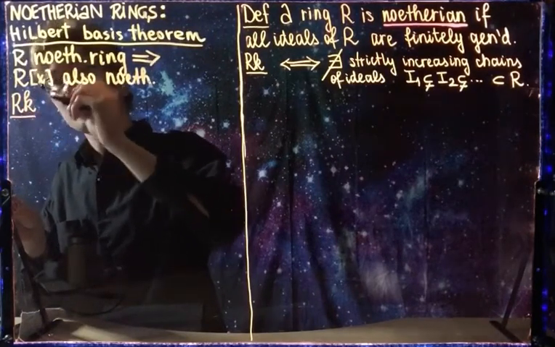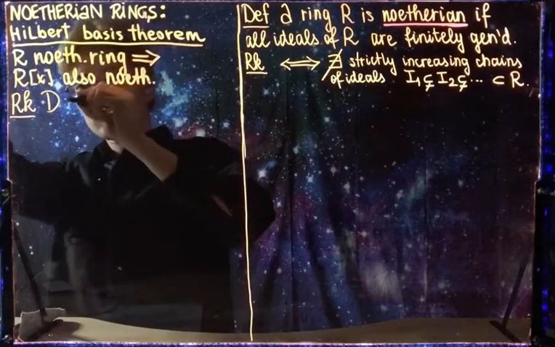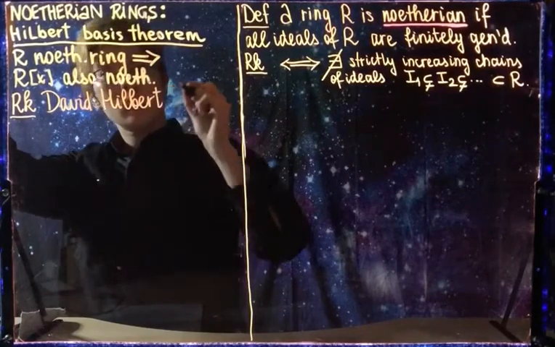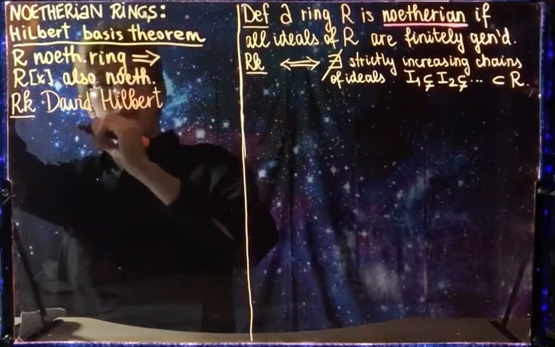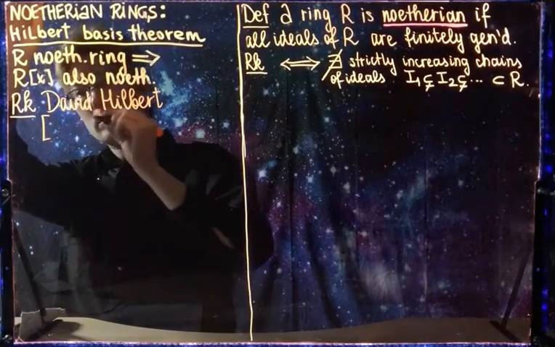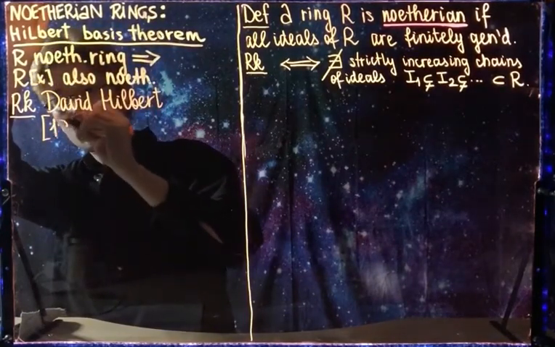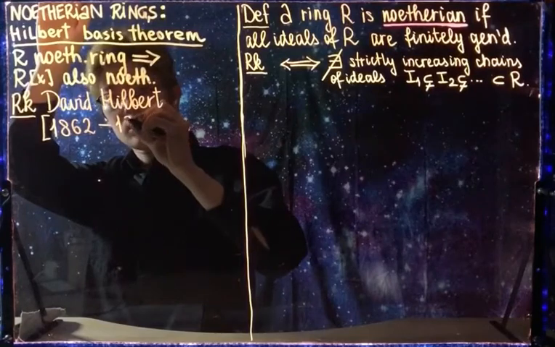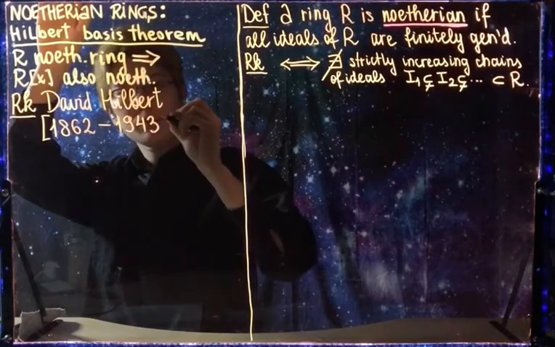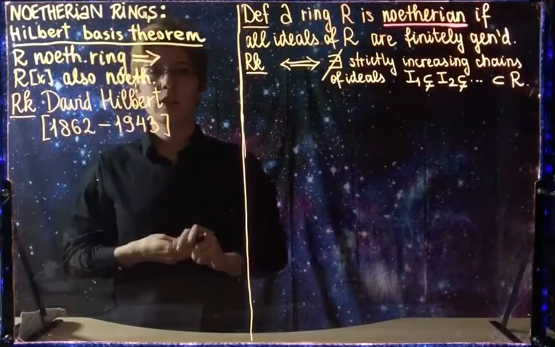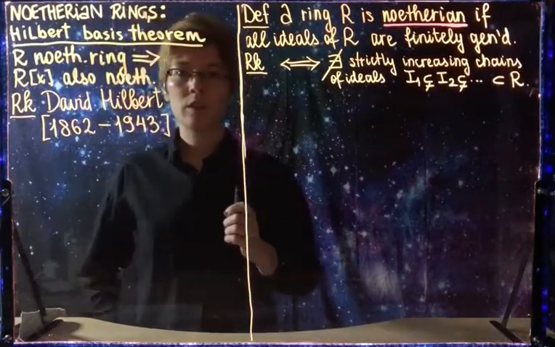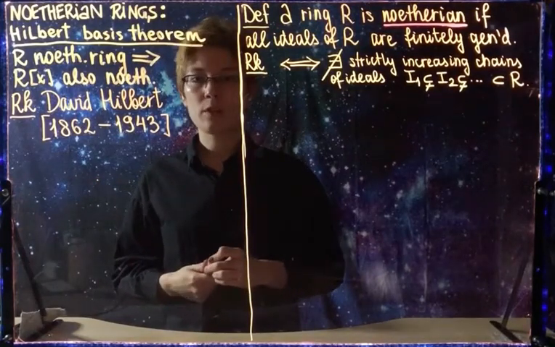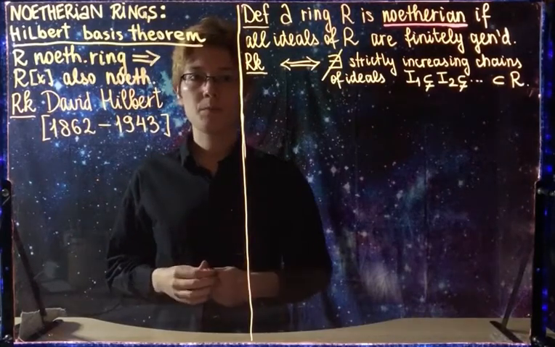A historical remark. David Hilbert was one of the most famous mathematicians of the turn of the century. So he was born in 1862 and died in 1943. And he worked in many areas. Among those are commutative algebra, algebraic number theory, foundations of geometry, and foundations of mathematics. In particular, proof theory.